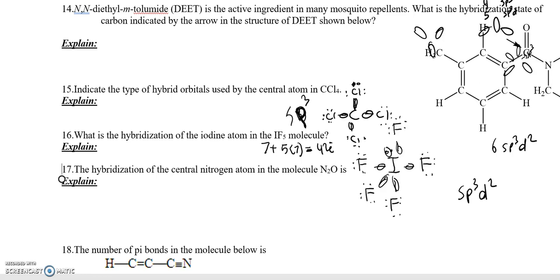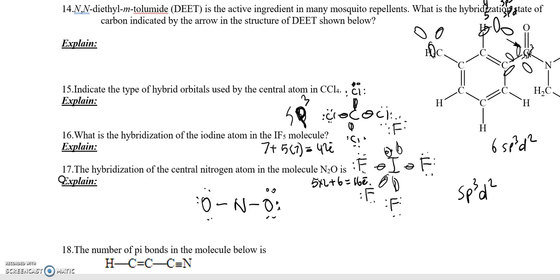Question number 17, hybridization of the central nitrogen atom in NO2. So nitrogen here, oxygen, oxygen, and we have 5 valence electrons for nitrogen and 6 for each oxygen, so we have 16 electrons total. I'm going to make a single bond between these two atoms, and then we have 4 used already, so we have 12 left. 1, 2, 3, 4, 5, 6, 1, 2, 3, 4, 5, 6, and then we run out of electrons.